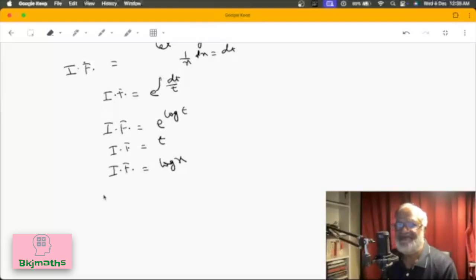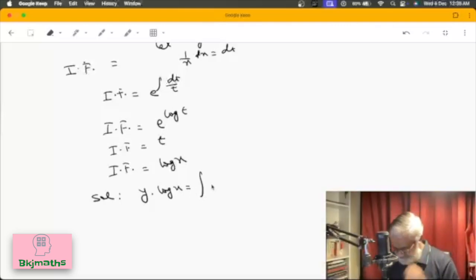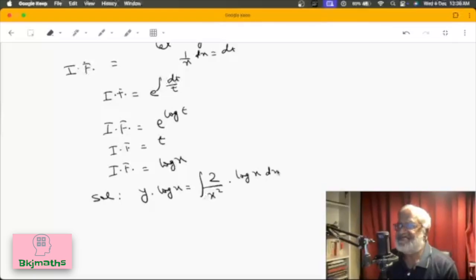So solution: y into integration factor equals integration of q, our q is 2 upon x square, and into integration factor, that is log x dx. Now again a case of integration by parts.